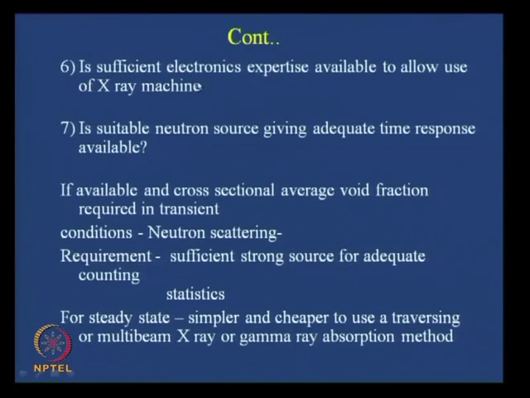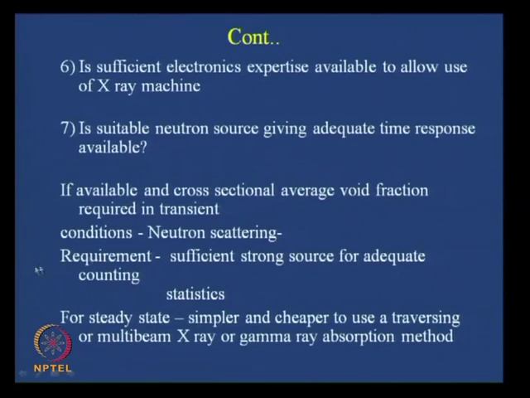Next, if sufficient electronics expertise is available, because X-ray machines everybody cannot use. Just now, you and I, we cannot use the X-ray machines. So, if sufficient electronics is not available, then X-ray machines cannot be used, otherwise X-ray machines can be used. The same thing applies for neutron scattering techniques also. If a suitable neutron source is available, which is quite an expensive affair, and if adequate time response is available, then in that case we can use this neutron scattering.